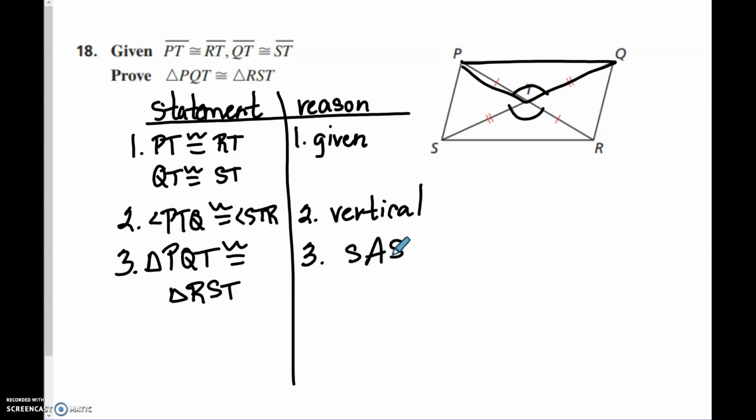So this will end up only being 2 steps. The biggest thing in here is to make sure you get the correct triangles congruent, because some people accidentally don't pay attention and they get this angle congruent to that angle, which they are, but you have to make sure you get the correct angles in there to get your triangles congruent.